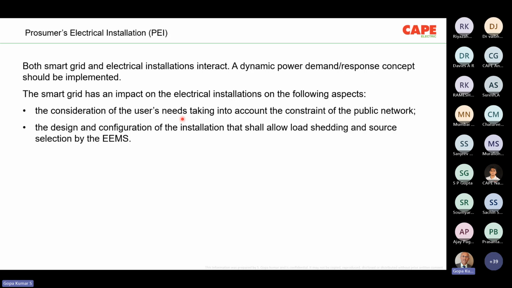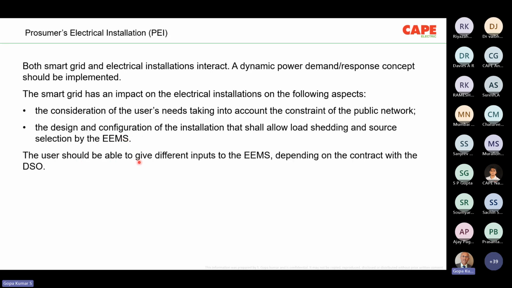That means the entire consumer's requirement can be fed into the system, and the smart grid considers, for example, at morning 9 o'clock, this consumer needs, let us say, 2 kilowatt, or maybe in the afternoon 0.5 kilowatt, evening maybe 6 kilowatt, something like that. So the user's need can be fed into the system, and the smart grid will work in such a way that it takes into account the constraints in the public network. The design and configuration of the installation shall allow load shedding and the source selection by electrical energy monitoring system.